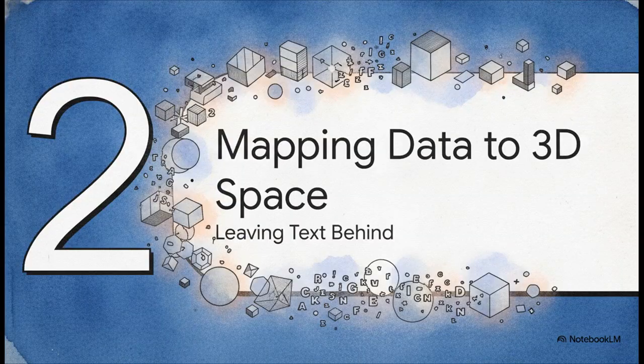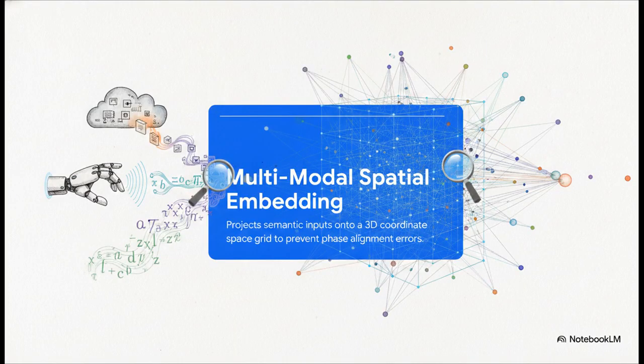Moving on to part 2. Mapping data to 3D space, leaving text behind. To pull this off, we have to stop treating data as text tokens entirely. Enter the multimodal spatial embedding layer.